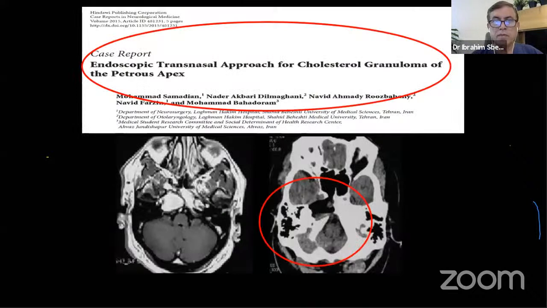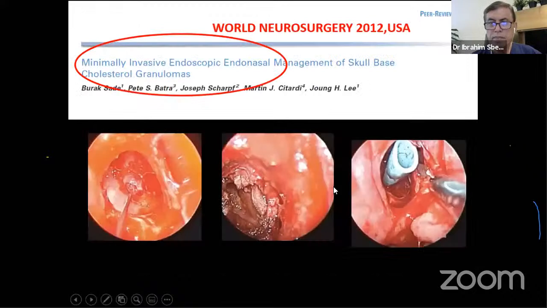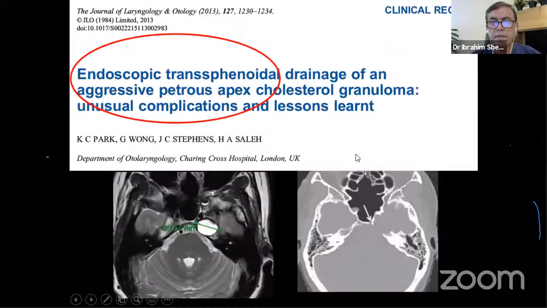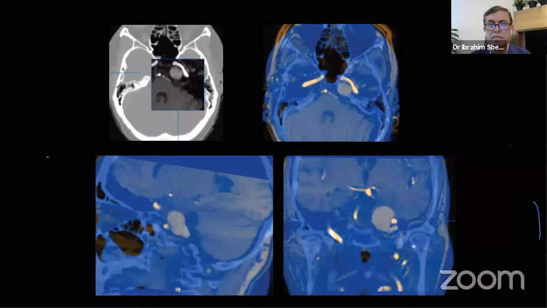Some of the papers about endoscopic transnasal approach for cholesterol granuloma of the petrous apex. You can see here they have gone through the sphenoid sinus. Again, another paper from USA, endoscopic intranasal, putting also a stent inside, endoscopic transsphenoidal, coming this way here, you can see the lesion. And as I said, important here in all these approaches, endoscopy or open, is to know the exact location of the carotid artery, remembering that they like to wrap themselves around the carotid. So you need to pinpoint where is the carotid and avoid any injury to that structure.